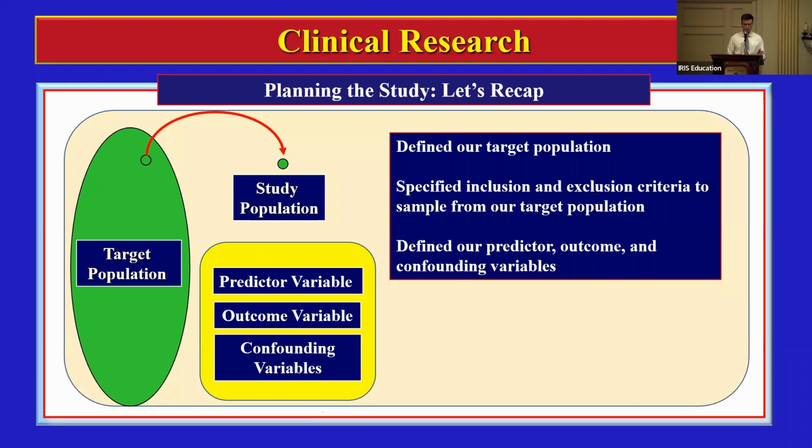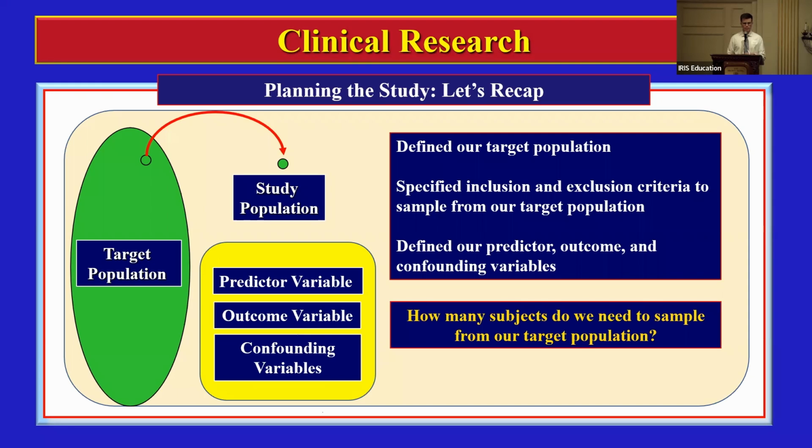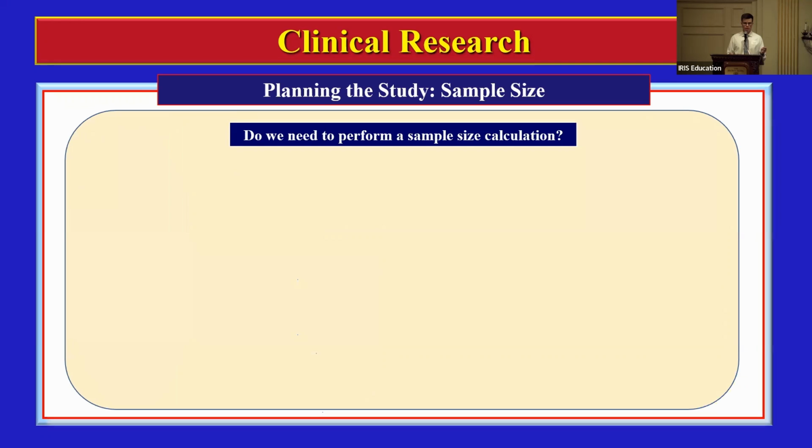So kind of to recap what we've gone over. We've talked about our target population, defining our inclusion and exclusion criteria. And then we've also defined our predictor, outcome, and confounding variables. But we haven't really talked about how many subjects we need to include in our study population from our target population. So if we're talking about how many subjects we want to include, the first question we need to ask is, do we need to perform a sample size calculation for our study? And the answer to that is going to lie in your research question.